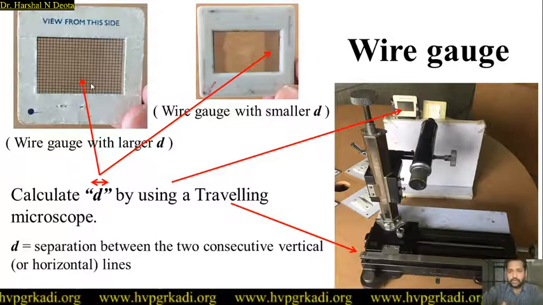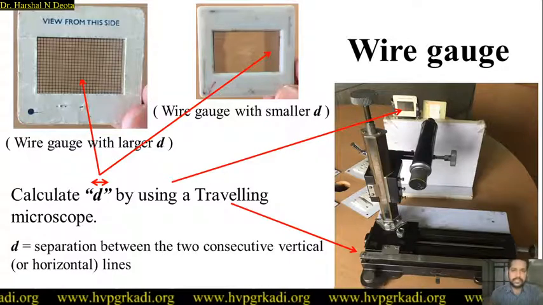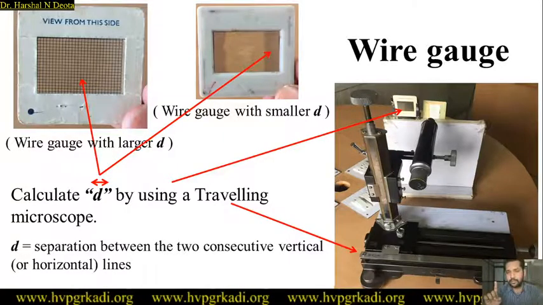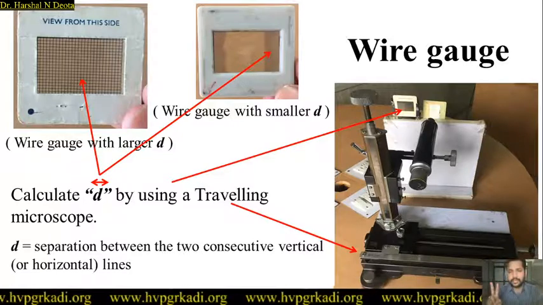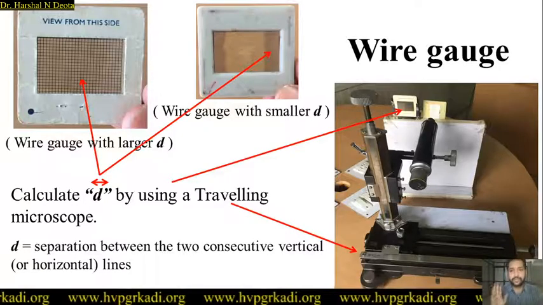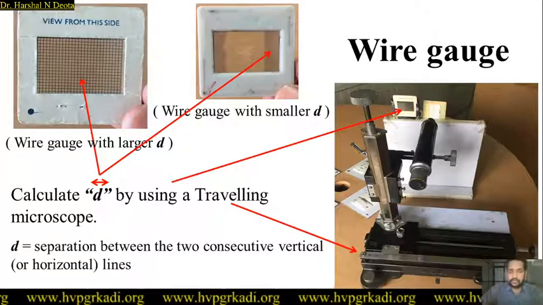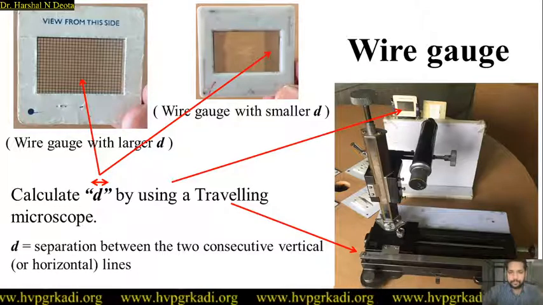Fine. So till now we had three setups. First of all, the light, which was monochromatic. Second, the Edser A plate, and third was the wire gauge, and of course the traveling microscope as well.